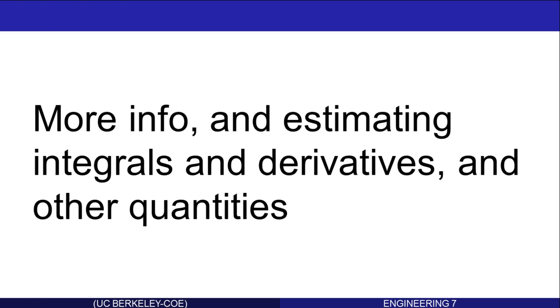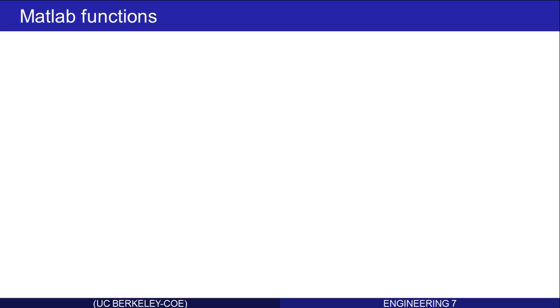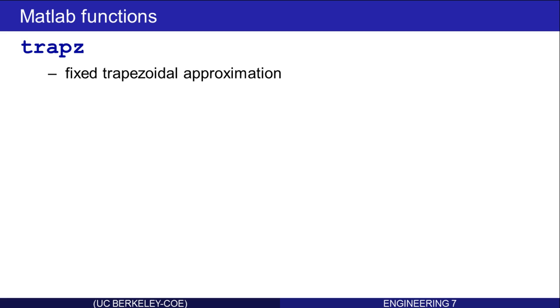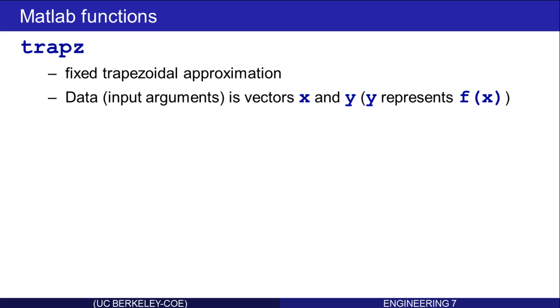Okay, I know this has been a very long module, so let's close it up here with a collection of ideas. First, what are the Matlab functions? Well, trapz will do fixed trapezoidal approximation with data arguments x and y, where y represents f of x, and the x data can be irregularly spaced. It simply adds up the areas of all the trapezoids under that graph.